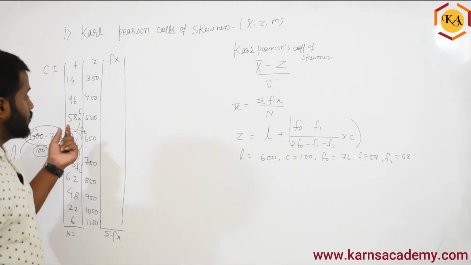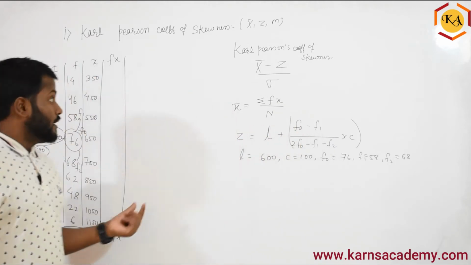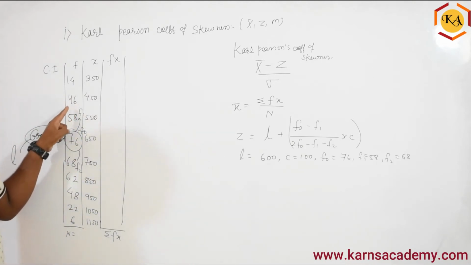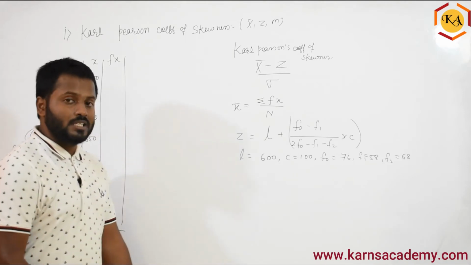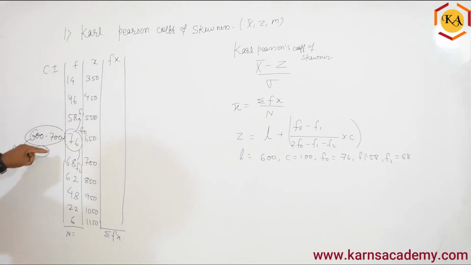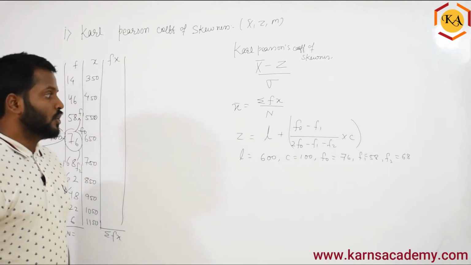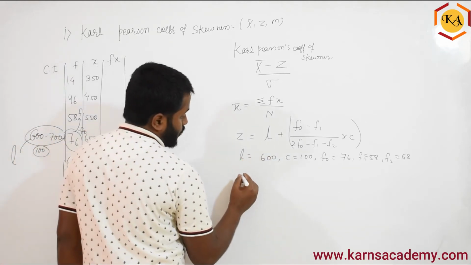Once again I'll repeat how we got all this. In the frequency, select the highest value, that will become your f0, one above that is f1 and one below that is f2. Very simple. Corresponding to f0, in your class interval, take the lower limit and the difference. Based on that you can easily find out the mode.